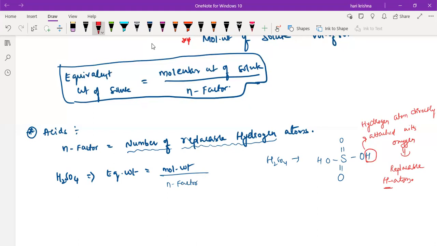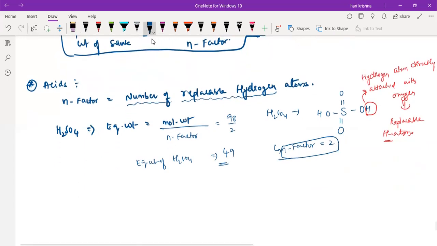Now you tell me how many hydrogens are attached directly to oxygen in the case of H2SO4? 2. Okay. So the molecular weight is 98 by n factor, which is 2. So the n factor here is 2. That means the equivalent weight of H2SO4 is how much? 49, right? Understand?